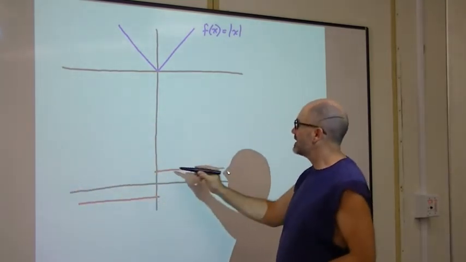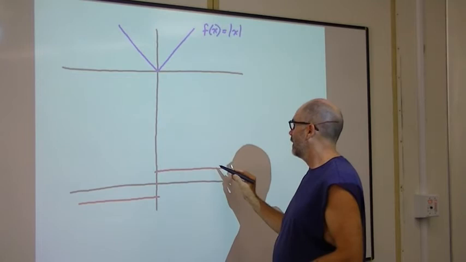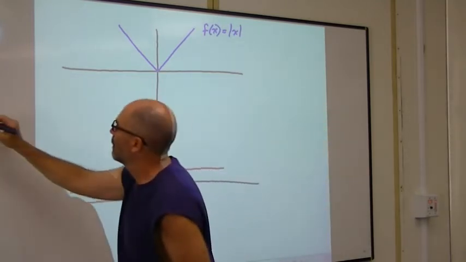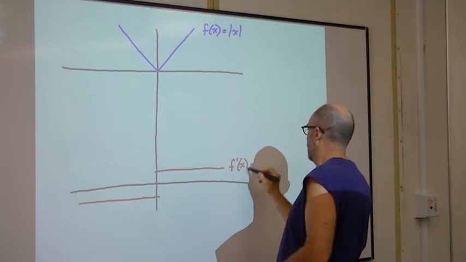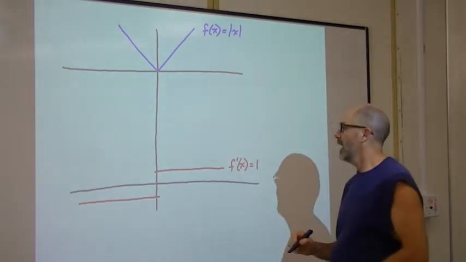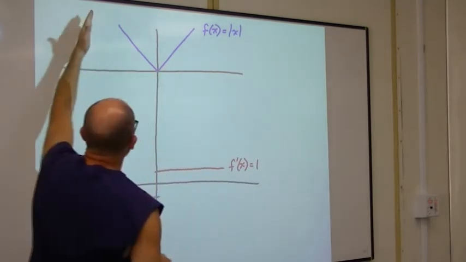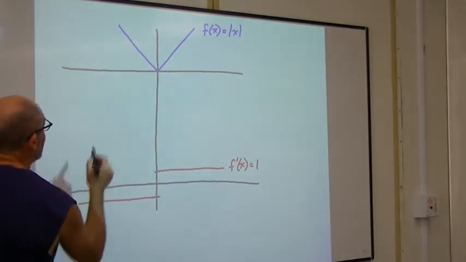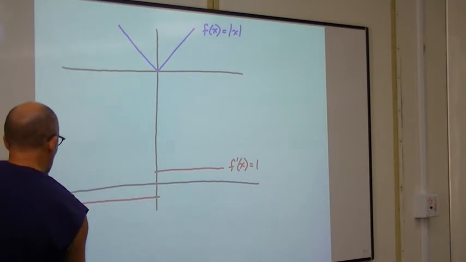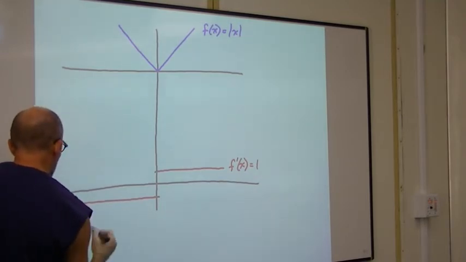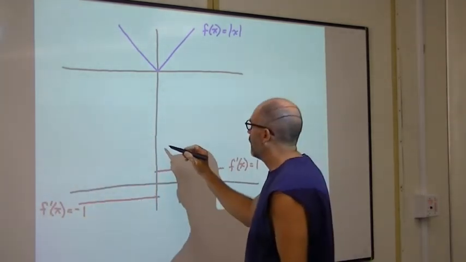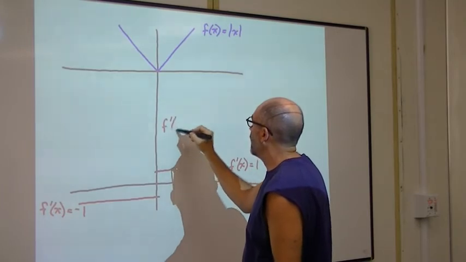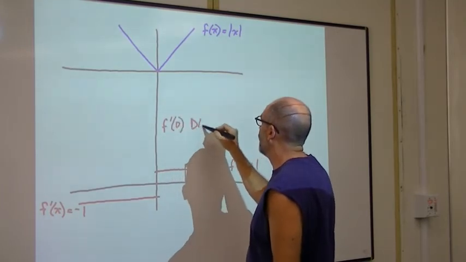Notice, at anything positive, f prime equals 1. Anything negative, anything less than 0, f prime of x equals negative 1. But at 0, f prime of 0 does not exist.